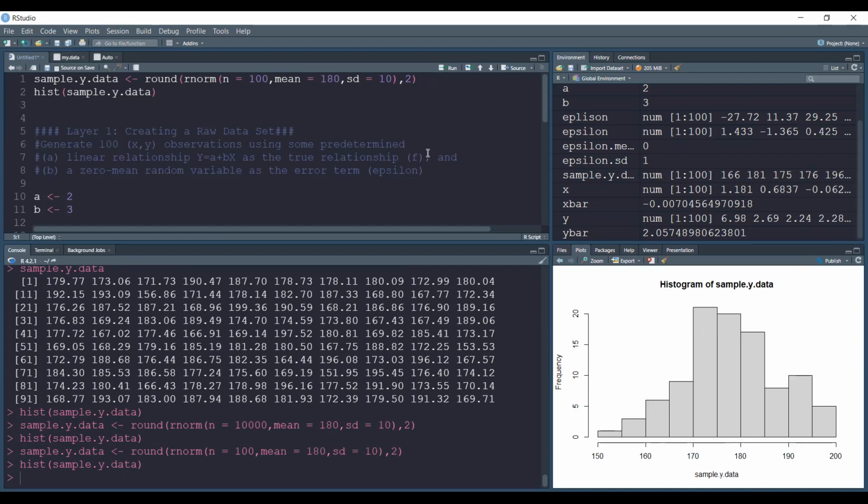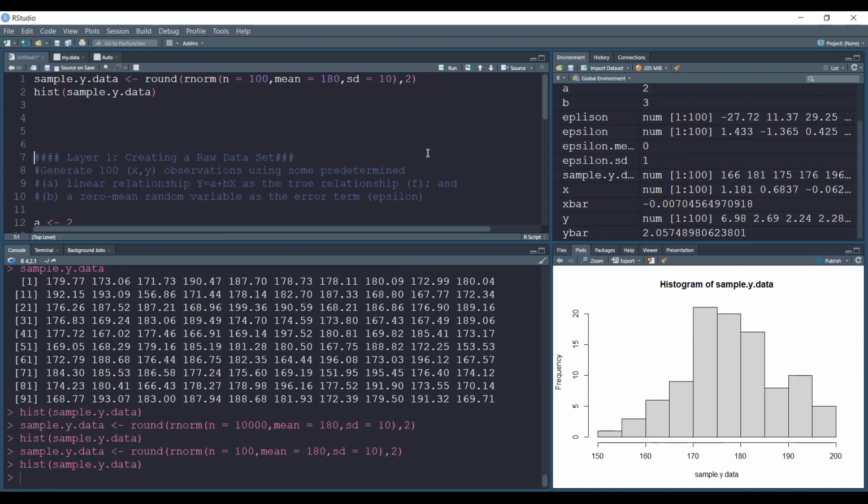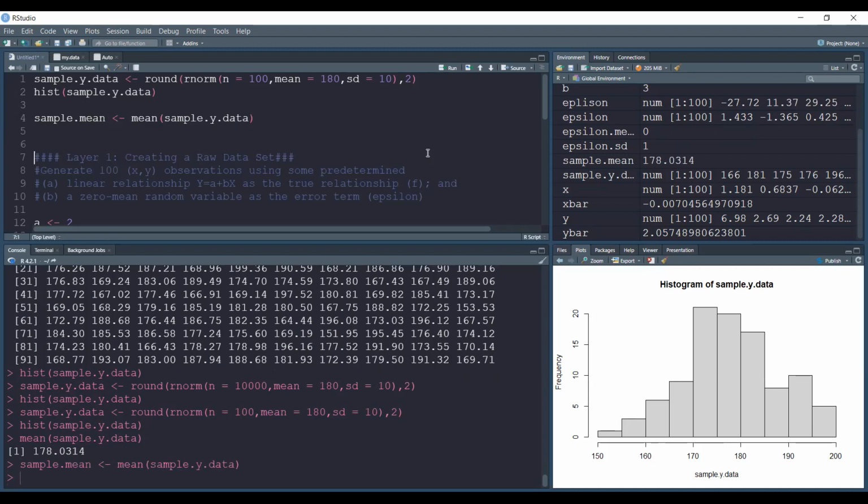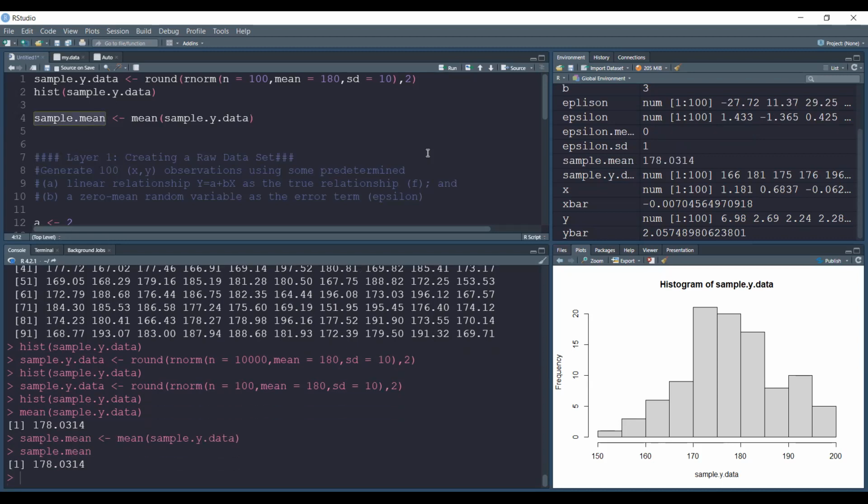Okay, and that's just sample Y data. Now the next thing you would do is calculate the mean. You want to get an idea of the mean. So sample Y data, and it's 178.03. So that's the first calculation. That's the first summary. And we're going to call this the sample mean. It's not the population mean, or we don't know if it's a population mean. It's going to be probably quite close to the population mean, or at least that's what we would hope for.